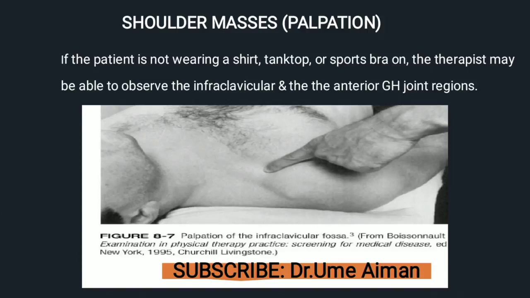Shoulder masses. If the patient is not wearing a shirt, tank top, or sports bra, the therapist may be able to observe the clavicular and the anterior glenohumeral joint regions. You can easily identify these regions if the patient is not wearing a shirt or is easily exposed.